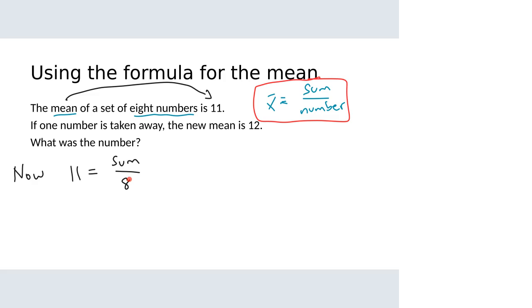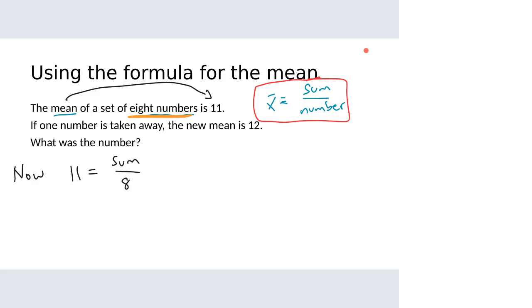If any of these numbers that I just put in there don't make sense, you let me know. Like, where'd you get that 8 from? For example, well, I was told that there are 8 numbers. Remember, the mean is add them all up, divide by how many you have. And how many we have is the 8. So that's why that went where it went. So the mean of those 8 numbers is 11.